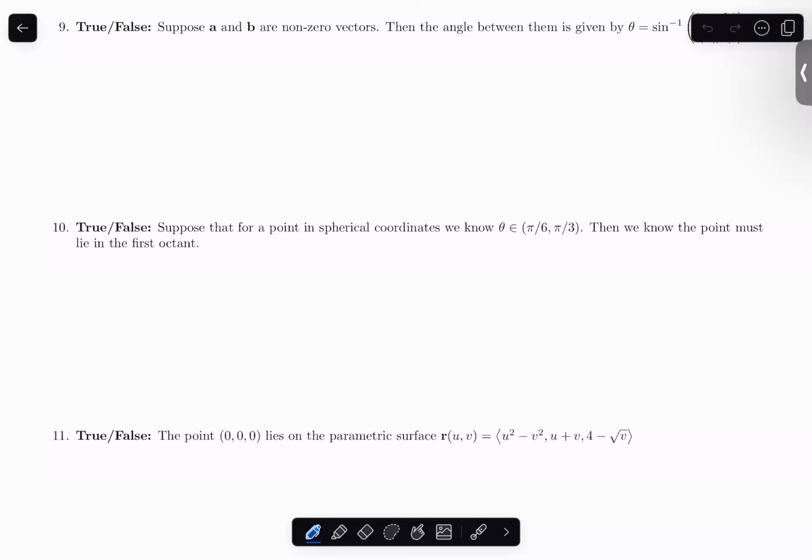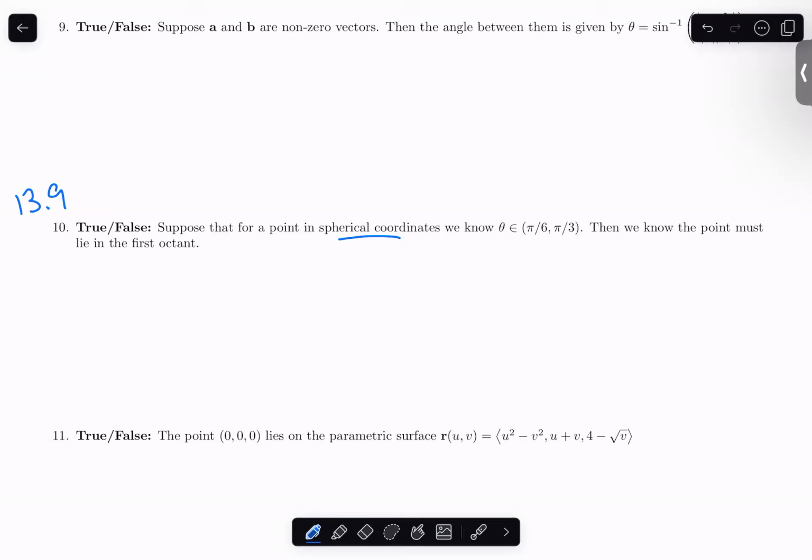First of all, anytime we see spherical, we only saw spherical stuff in 13.9. So if you wanted to review more spherical style problems, you'd be thinking about the last section that we did in Monday's class. 13.9 is what I called it. That was the introduction to cylindrical and spherical stuff. So we know that theta is somewhere between pi over 6 and pi over 3. And then the true false part is that the point must lie in the first octant.